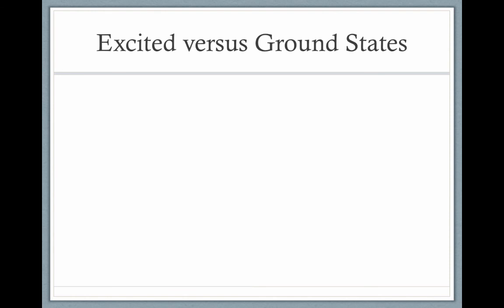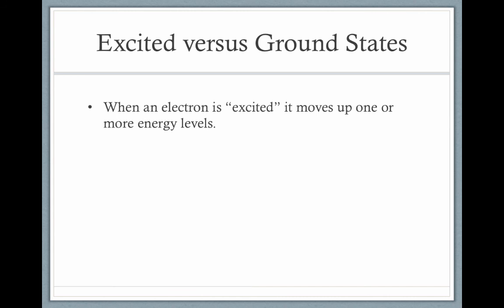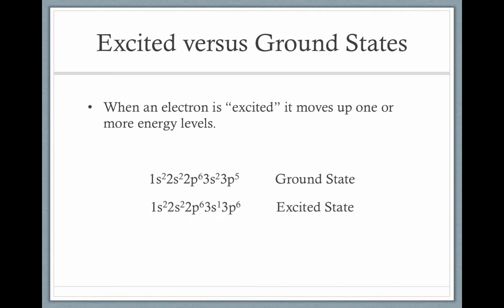That brings us to our last point, excited versus ground states. Recall that when an electron is excited, it moves up one or more energy levels. So here's the ground state electron configuration for an element. Test yourself and see if you can figure out which element. If we excite an electron, it moves from a lower energy level to a higher energy level. In this case, an electron has moved from the 3s sublevel to the 3p sublevel. We know this is in its excited state because we have an unfilled orbital below the highest filled orbital.